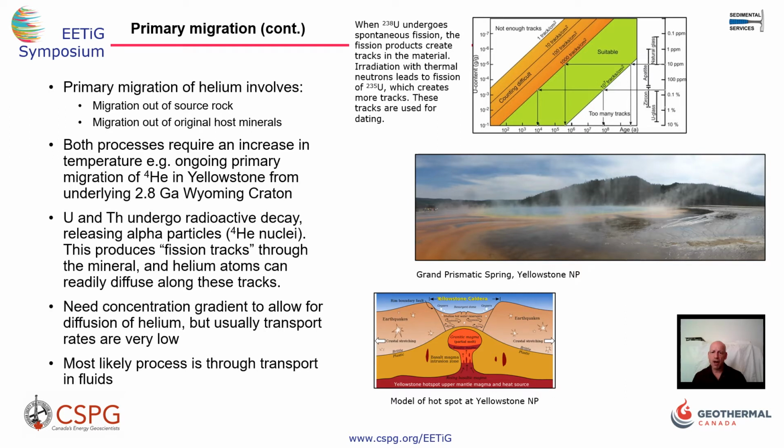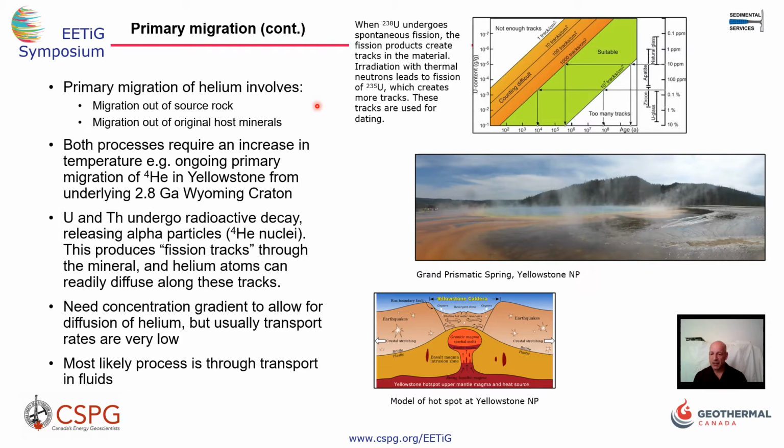We've already said that it needs to be bumped and have that activation energy. When uranium undergoes fission, the fission products create tracks within the material, these fission tracks. You need just the right conditions with the right degree of decay, and in that case you are actually going to create these fission tracks, and the helium can move through the fission tracks to escape. But both of these forms of migration require an increase in temperature.